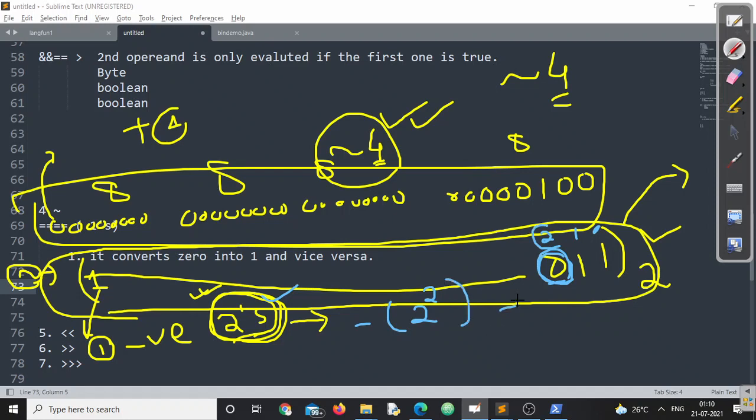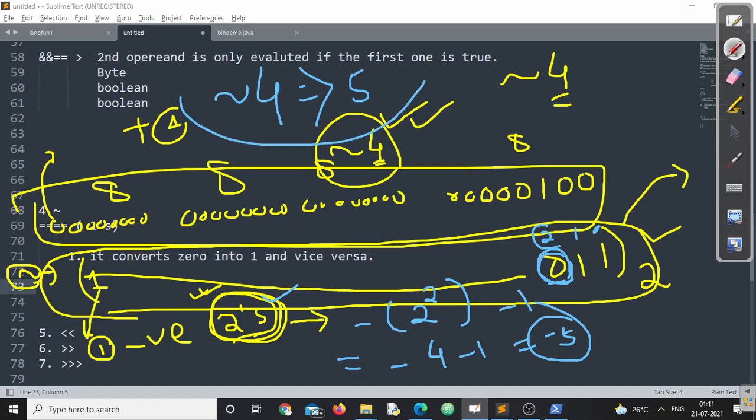Then after that, add 1 minus 1. So can you tell me what will be the answer? Minus 4 minus 1, the answer will be 5, right? So the one's complement of 4 will always be 5. It will always be 5.